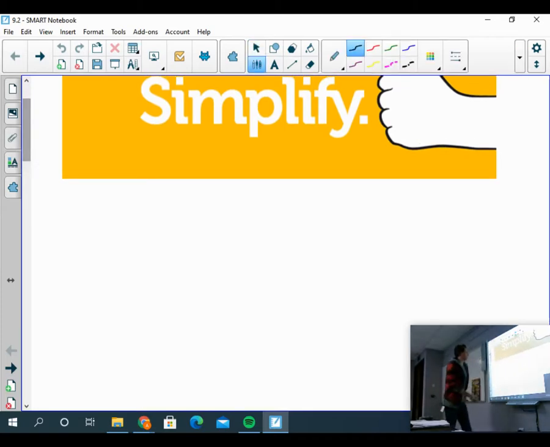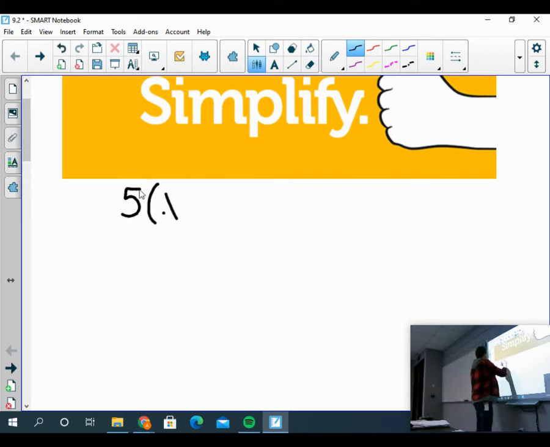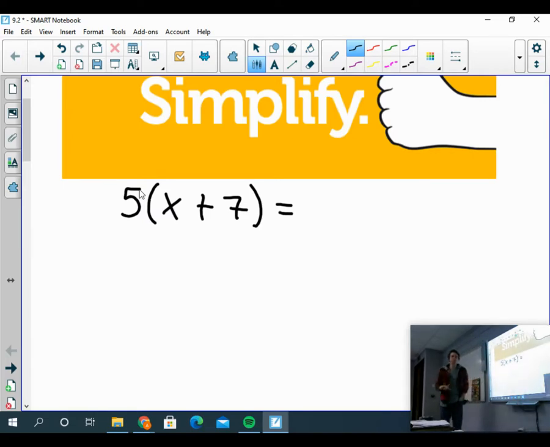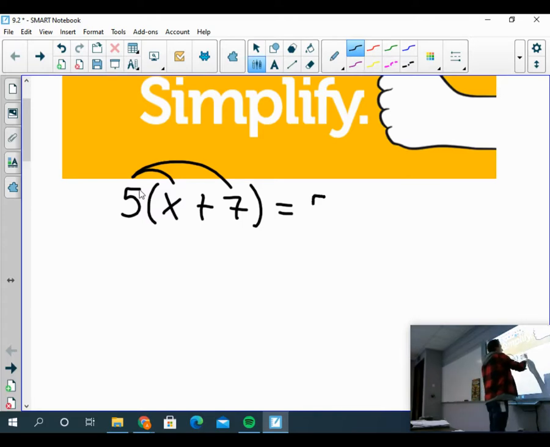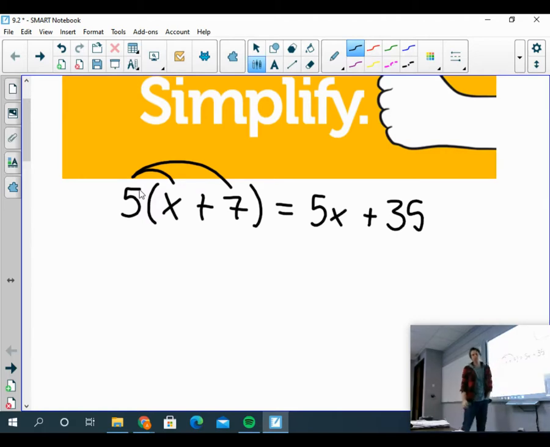But first things first, I want you to start by pausing the video and simplifying the following: 5 times x plus 7. How do you simplify this? Go ahead and pause the video and see if you can solve it. Well, we dealt with this way back when we were solving equations. When you see a number outside of parentheses, you need to distribute. It's going to be one of our keywords today: distribute the 5 through the parentheses. I need to do 5 times x and 5 times 7 to get 5x plus 35.